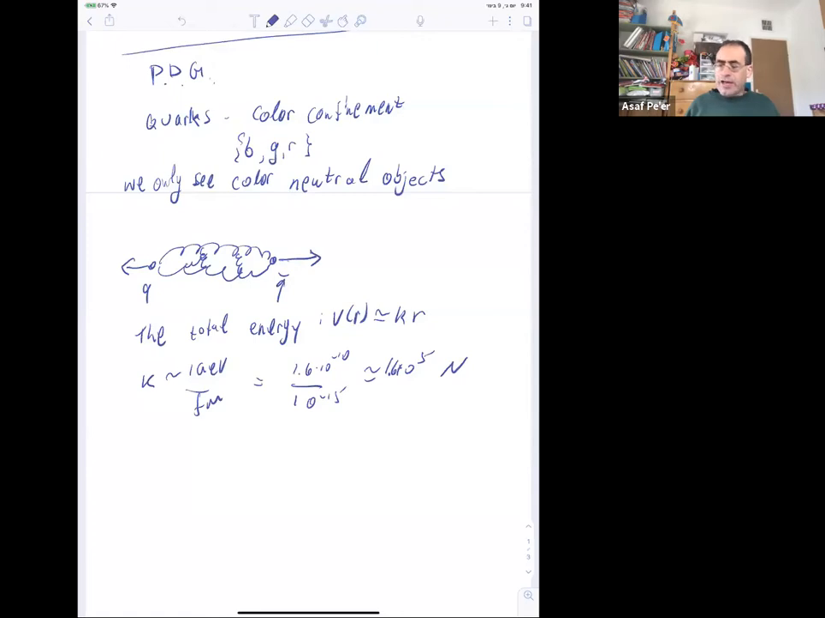This is as opposed to what happens if we have particles that only interact via, say, the electromagnetic charge, electron and positron, right? If you try to take them away from each other, then the field lines will simply stretch and they'll become weaker.